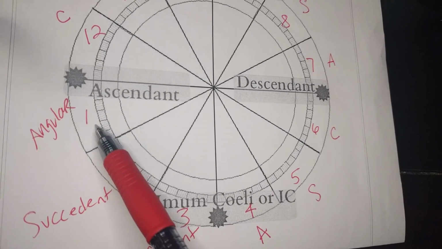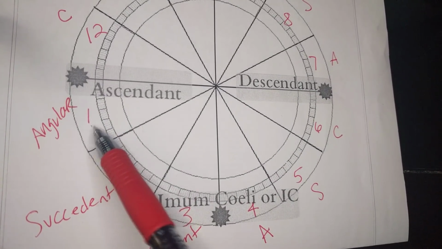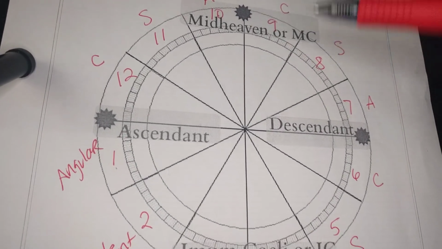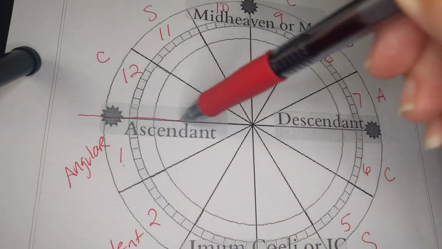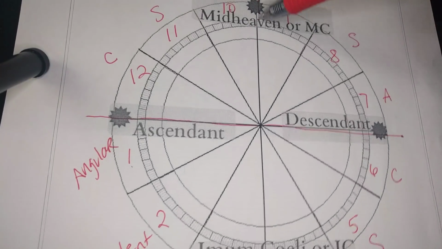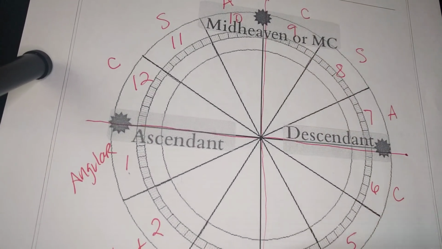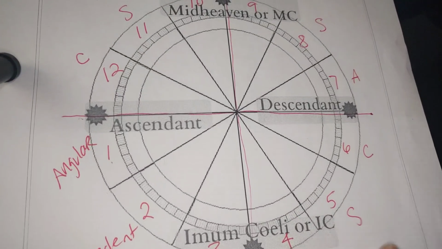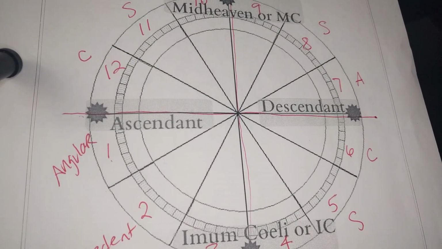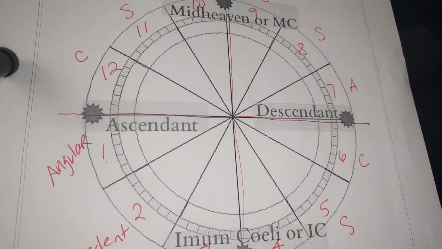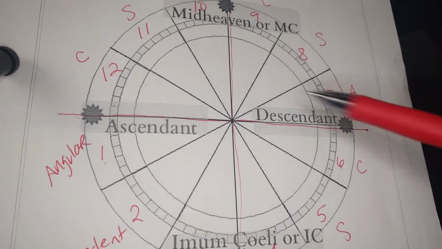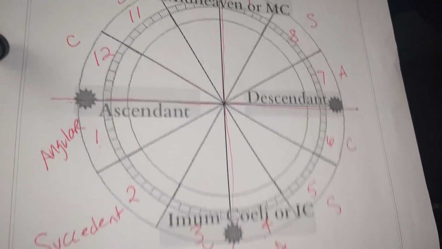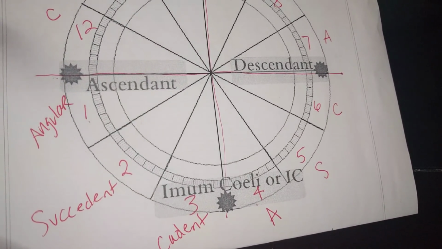Angular houses are the 1st house, the 4th house, 7th, and 10th. These are angular because they are on the angles that define the beginning of these quads. Okay, so it's important to watch that part 1 video so you understand what the quads are. And then within each quad, there are these further descriptions of the houses.